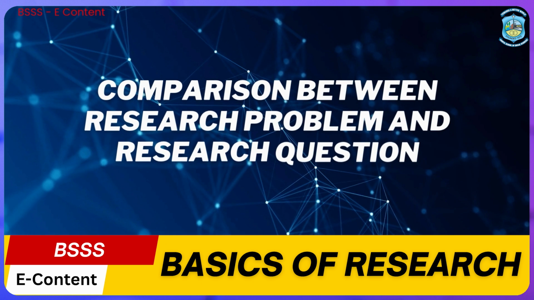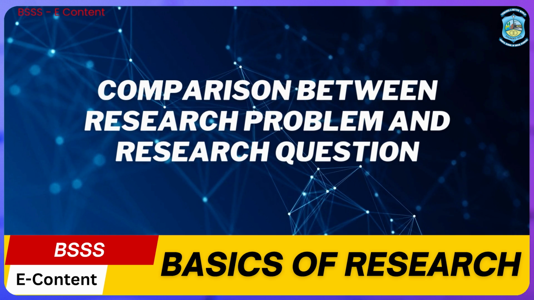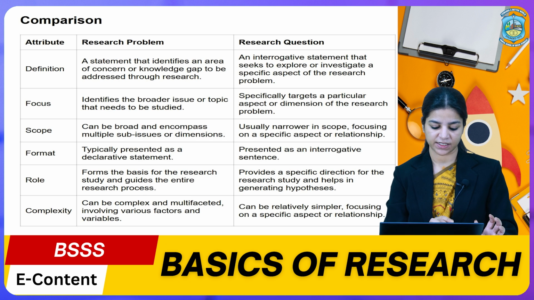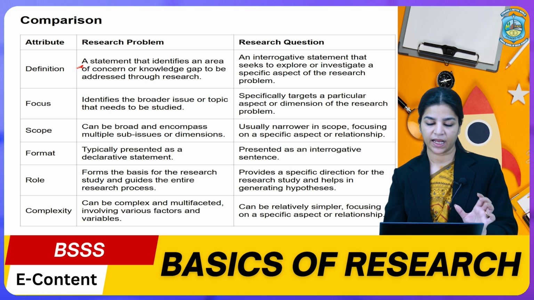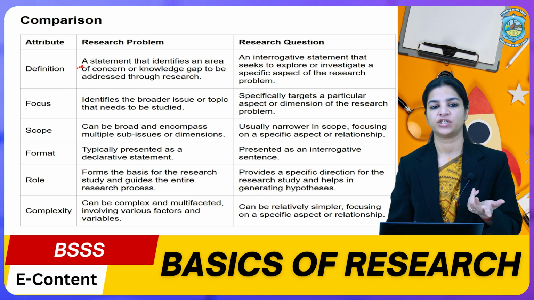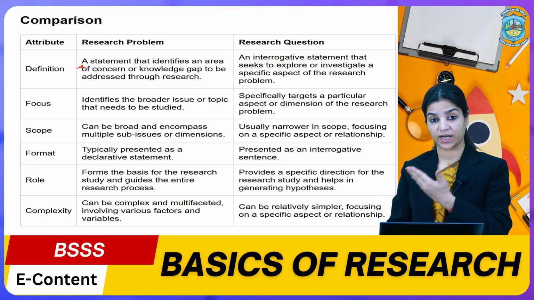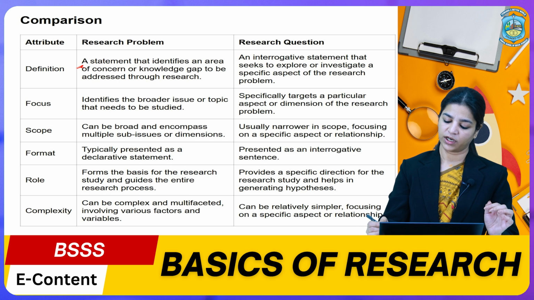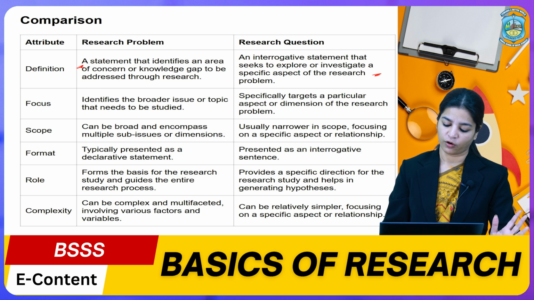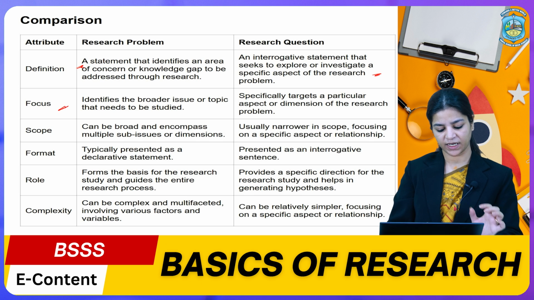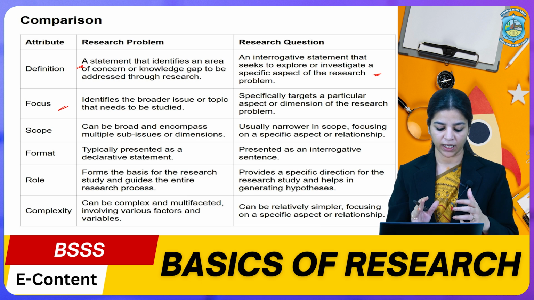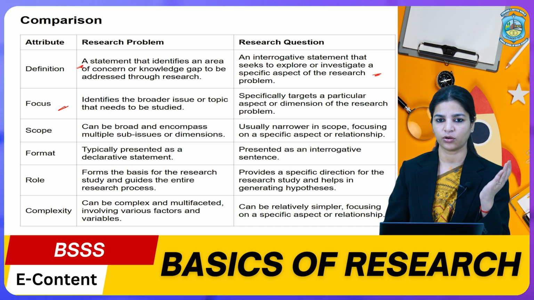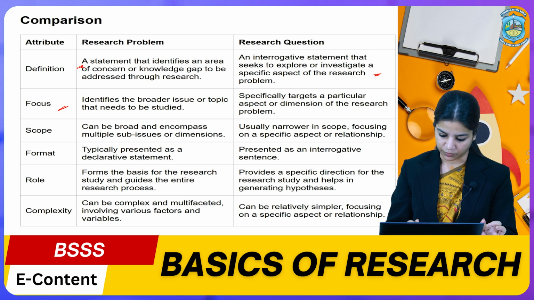We can compare research problems with research questions by seeing this particular graph. Here the definition says that a research problem is a statement which identifies an area of concern or knowledge gap which needs to be addressed by the researcher, whereas a research question is an interrogative statement that seeks to explore or investigate a specific aspect of the research problem. Next, the focus: it identifies the broader issue of the topic that needs to be studied, whereas a research question specifically targets a particular aspect of the research problem.